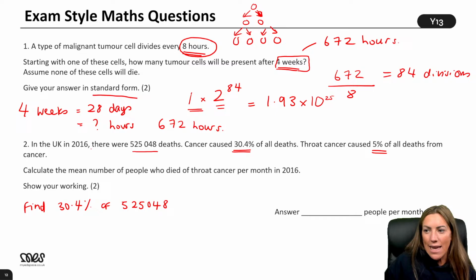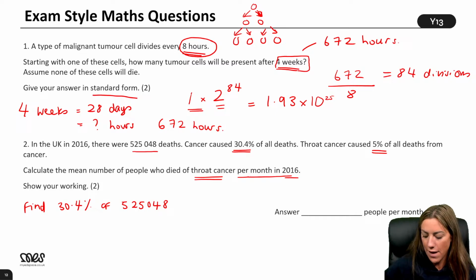So in the UK in 2016, there were 525,048 deaths. That's the total number of deaths. Cancer caused 30.4% of all deaths, and throat cancer caused 5% of all deaths from cancer. So calculate the mean number of people who died of throat cancer per month in 2016. So the first thing I'm going to do, I've got the total number of deaths. I'm going to find 30.4% of that to find how many deaths were caused by cancer.